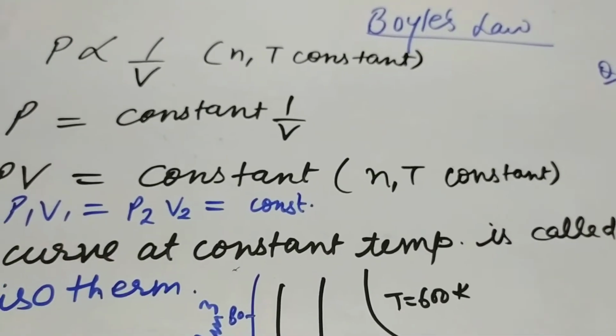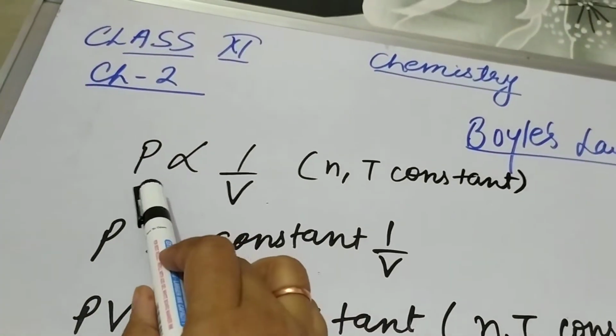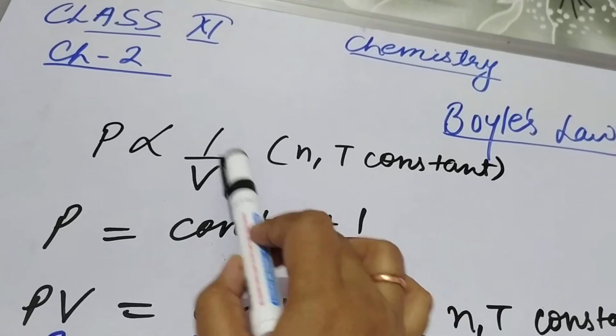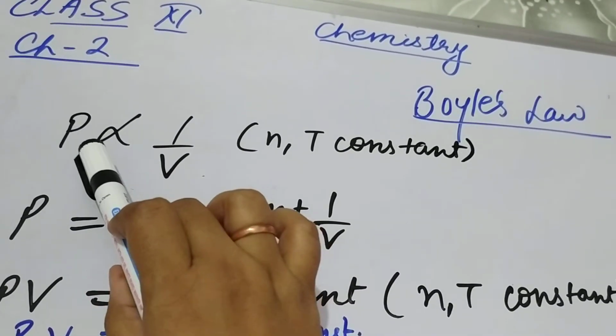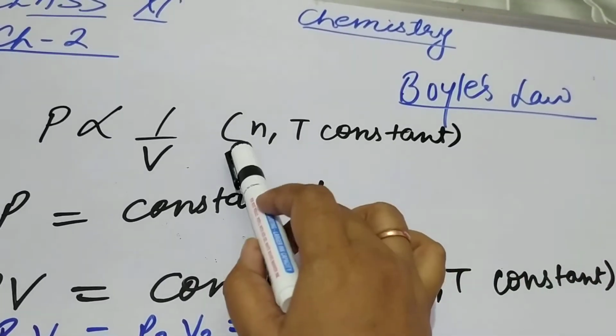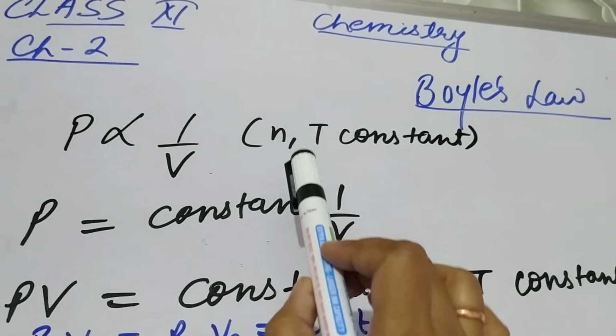So this we can write mathematically as pressure is inversely proportional to volume. That is, if you increase volume, pressure will decrease, and if you decrease pressure, volume will increase, provided that the temperature and the mass of the gas is constant.